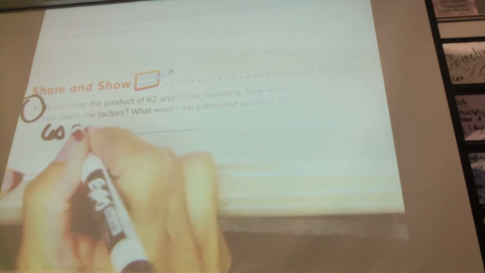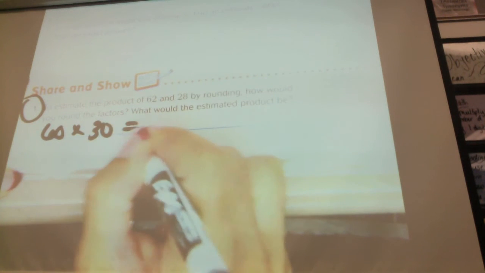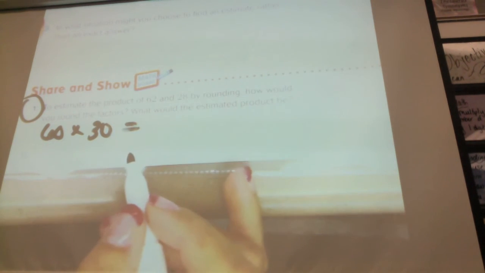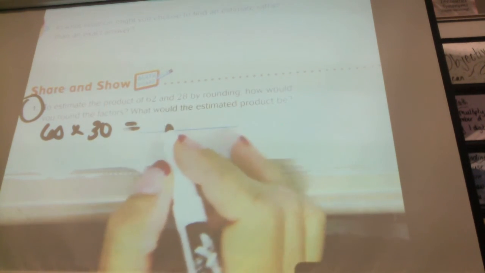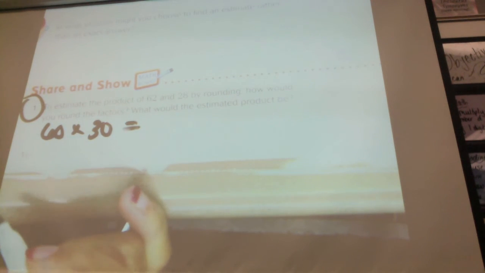60. And what would 28 round to? 30. Go ahead and write it and find the product. 180. Okay, so let's go step by step.